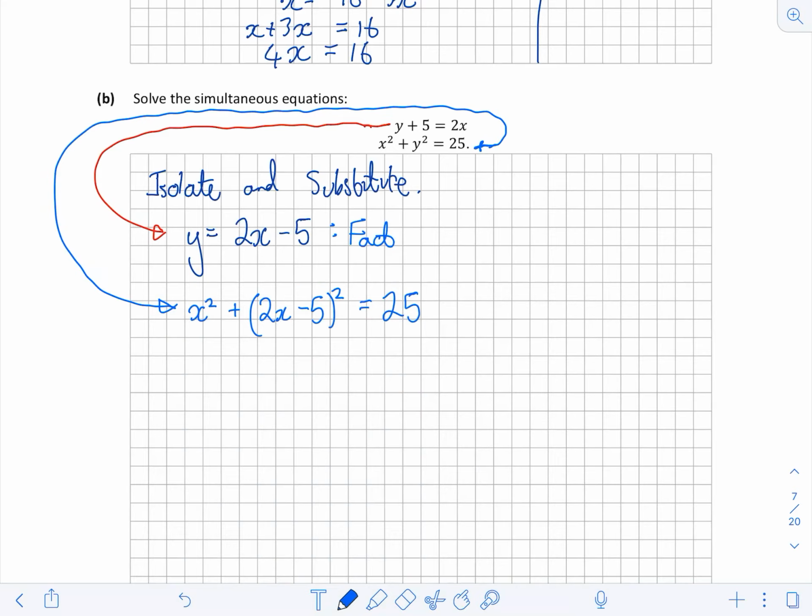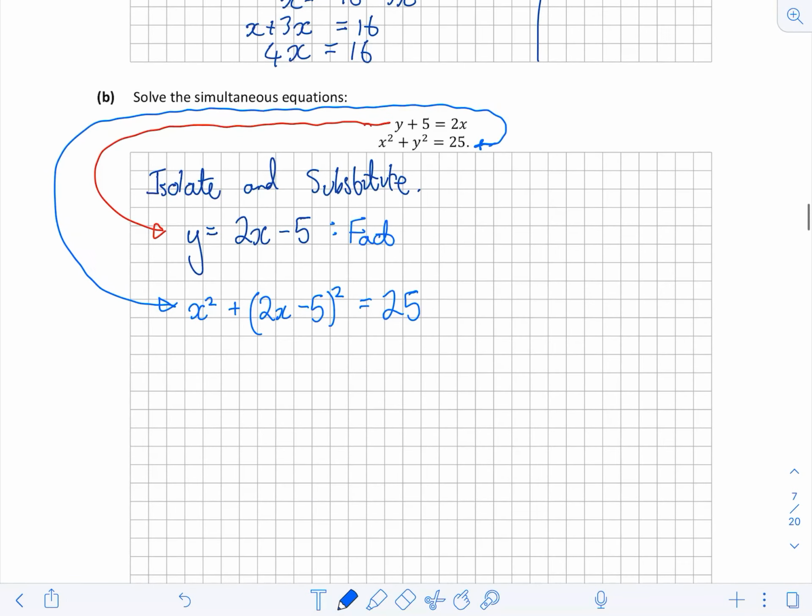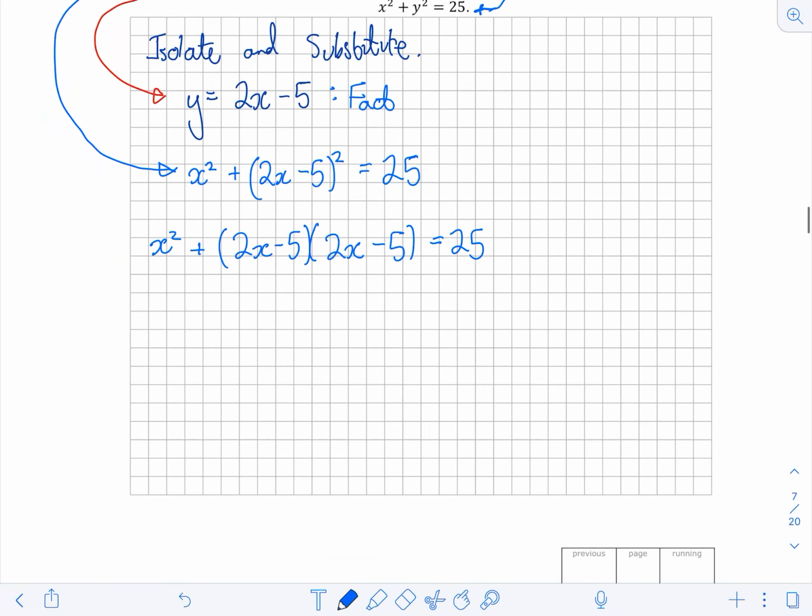So, I suppose maybe we'll ask ourselves, well, that looks pretty nasty. There's squares in a few places there. So what can I do? What's the first thing I can do here? Well, I know how to square this thing here. I know how to square that out. So let's do that. X squared plus, well, we know that 2x minus 5 to be squared means we multiply it by itself. That's what squaring means, right?